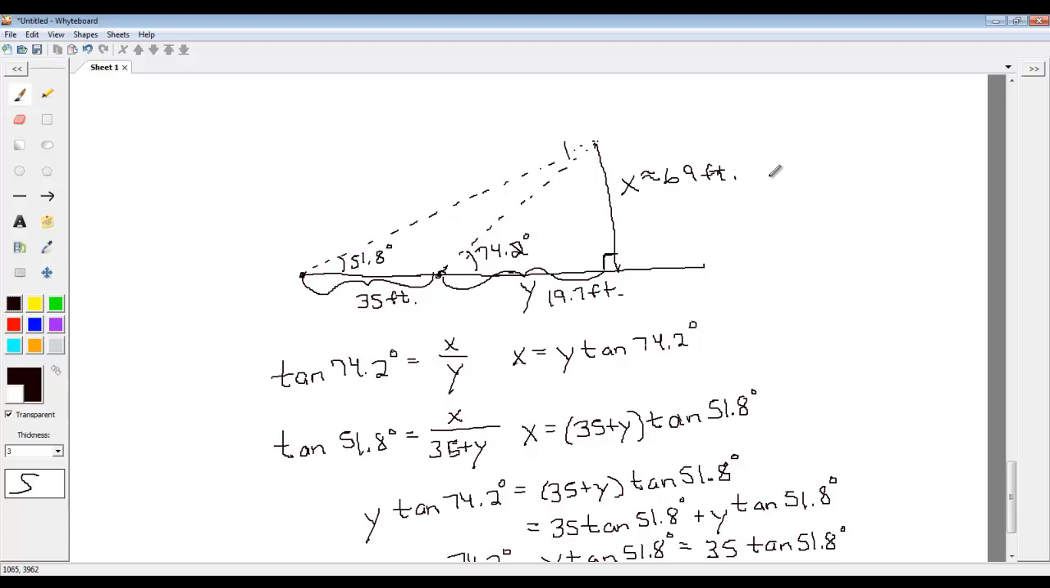So this object wasn't a mountain. In fact, it was supposed to be a building. But that's the same way. If it was a mountain, you can do the same thing. As long as you know your angle of elevation at one point, you can back up, measure how far you backed up, and see what your angle of elevation is at that point.